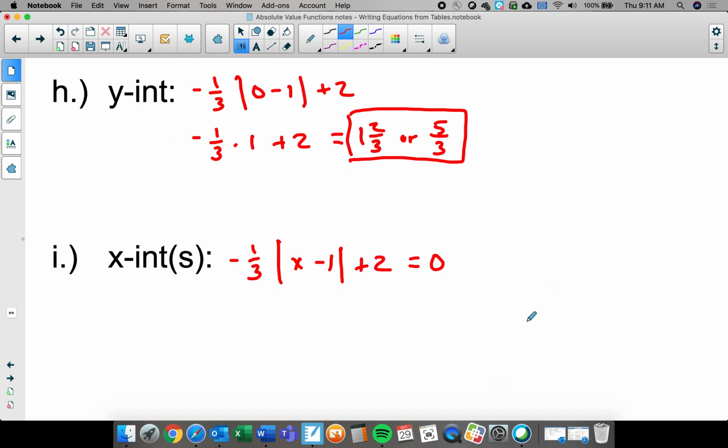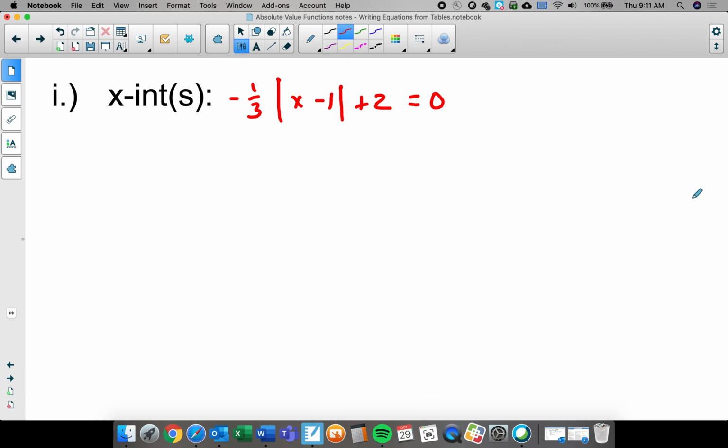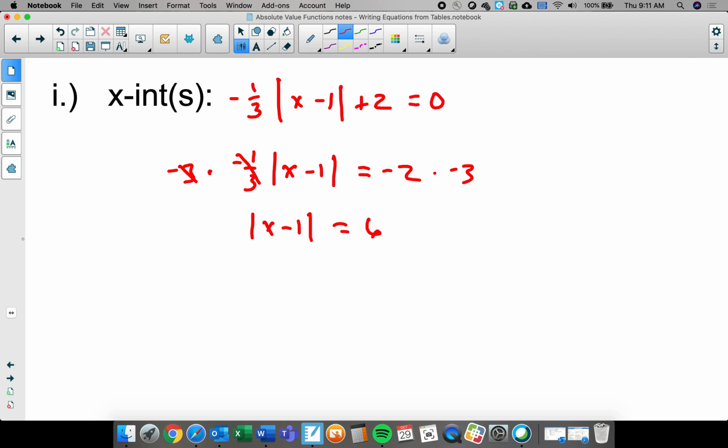Now we can solve for the x-intercepts just like we did when we were solving absolute value equations. That's why we started with that. We have to isolate the absolute value, so I need to get rid of the +2 and the -1/3. Step number 1, let's get rid of the +2. -1/3 times the absolute value of x minus 1 equals -2. Now I need to get rid of the -1/3, so I'm going to multiply by the reciprocal. Those will cancel out, leaving me with the absolute value of x minus 1 equal to +6.